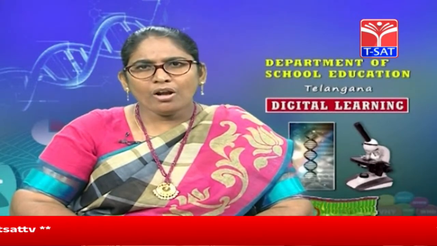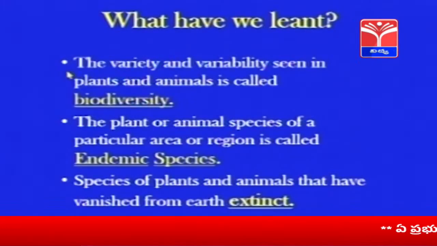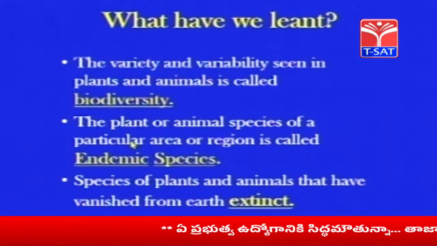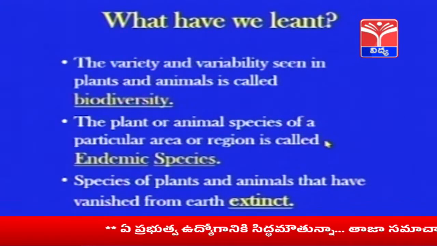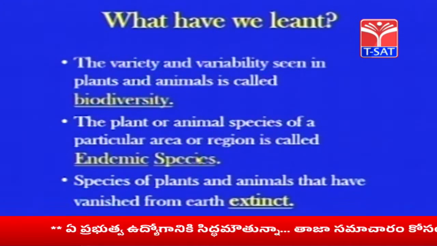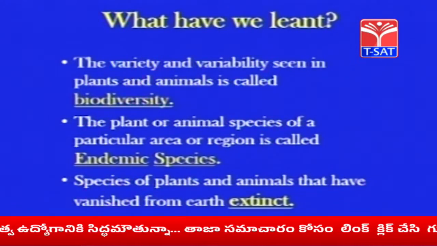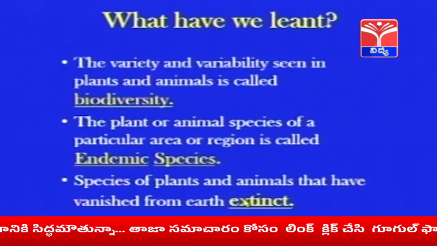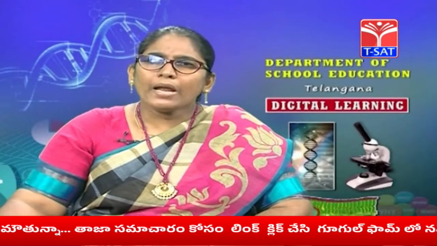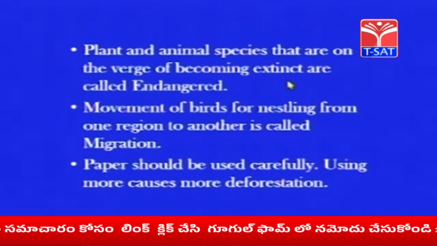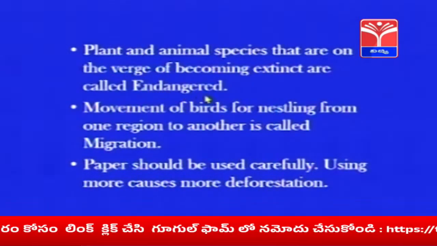Let us try to recall what we have learned here. The variety and variability seen in plants and animals is called biodiversity. The plant or animal species of a particular area or region is called endemic species. Then what about extinct species? Species of plants and animals that have vanished from earth are extinct species. Plant and animal species that are on the verge of becoming extinct are called endangered species.